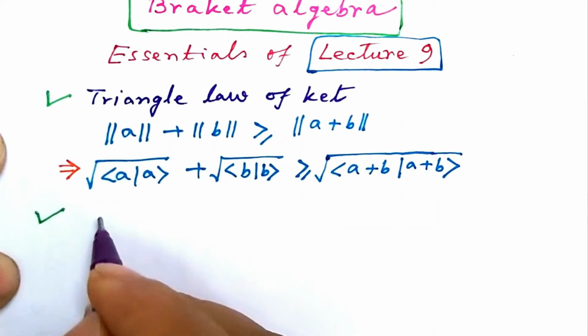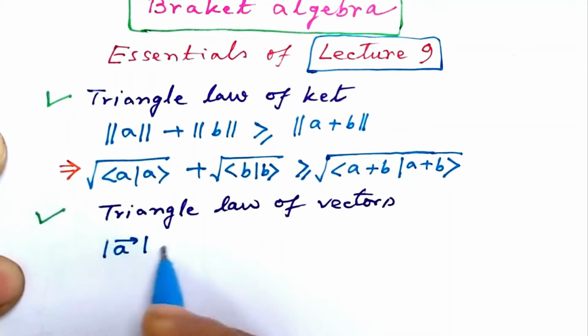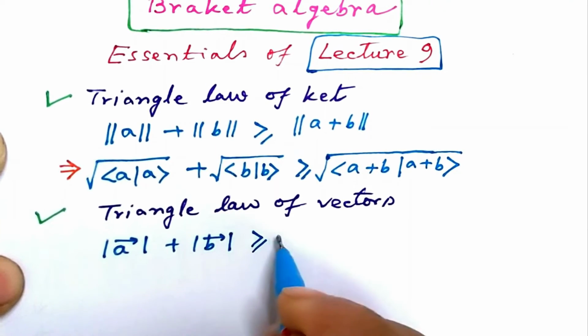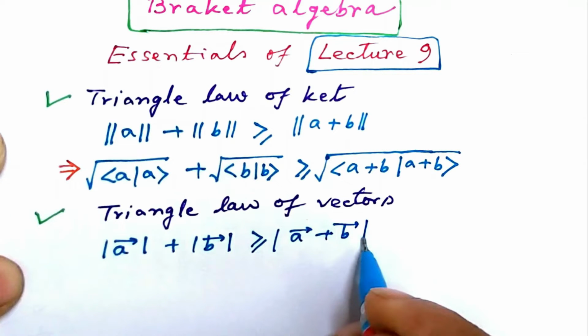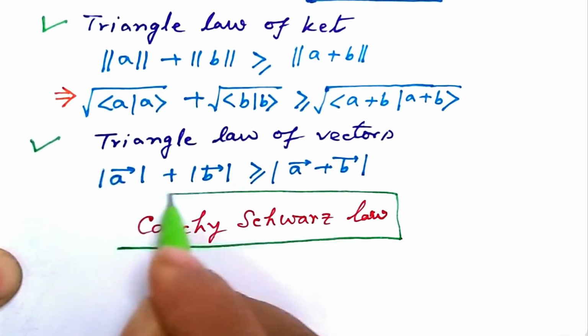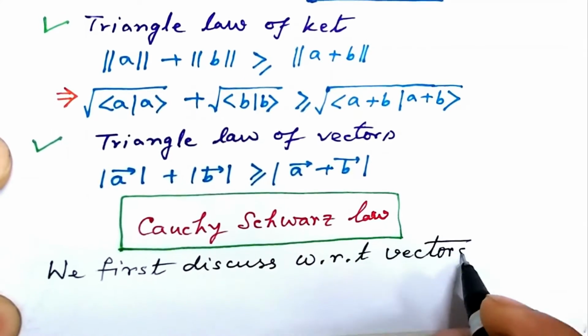We also discussed triangle law of vectors, namely mod of vector A plus mod of vector B is greater than or equal to mod of vector A plus vector B. It is now time to discuss Cauchy Schwarz law. We first discuss with respect to vectors.